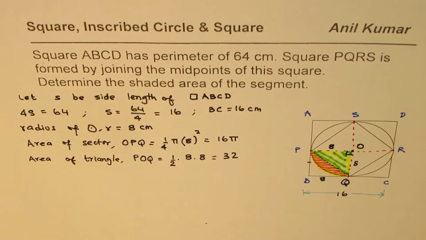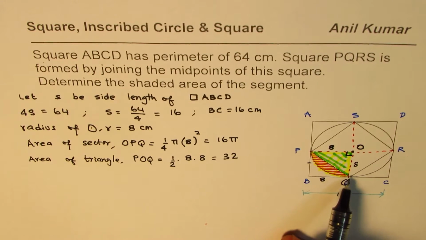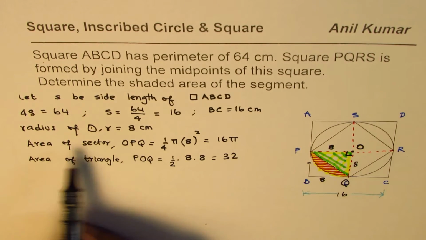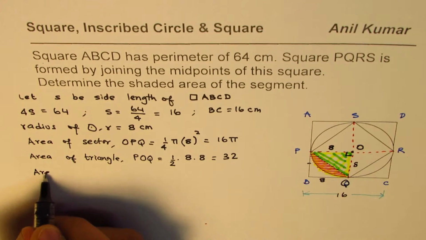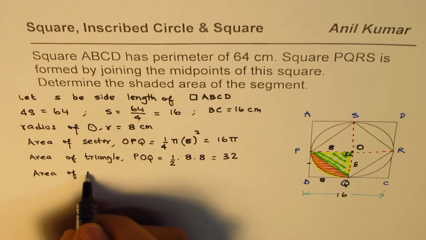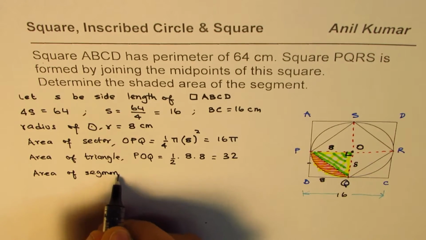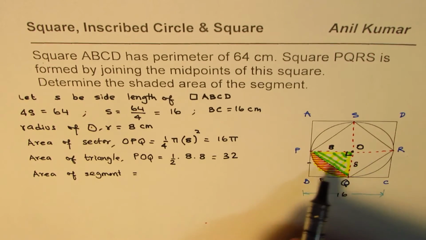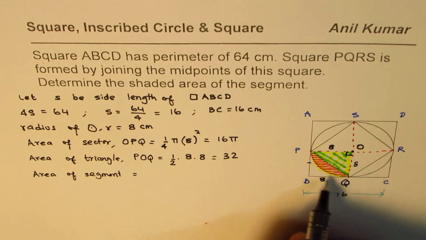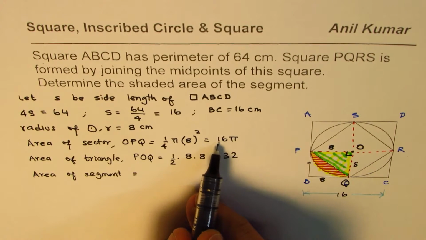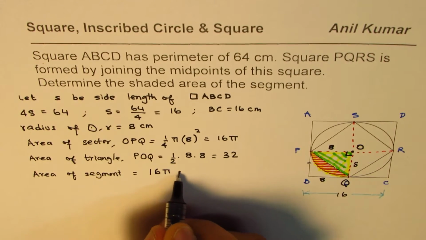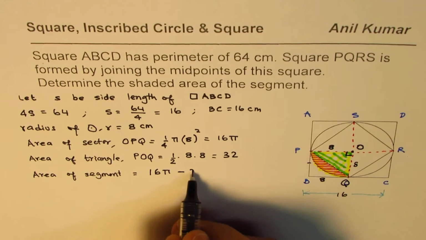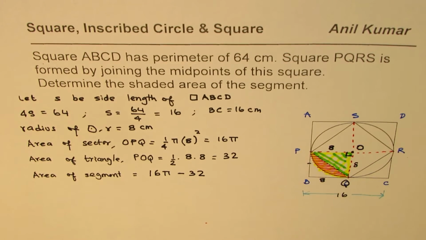Now if I take away the area of the triangle from the area of the quarter circle, then I get the area of the segment. So the area of the segment is the area of the quarter circle, which is 16 pi, I should say sector, take away the area of this triangle, which is 32. So that gives you the answer.